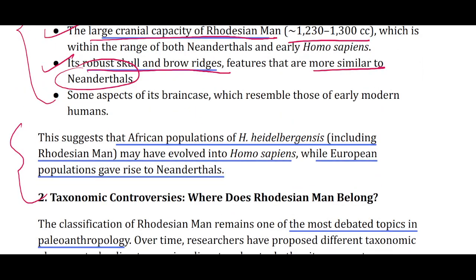This suggests that the African population of Homo heidelbergensis, including Rhodesian man, may have evolved into Homo sapiens, while the European population gave rise to Neanderthals.